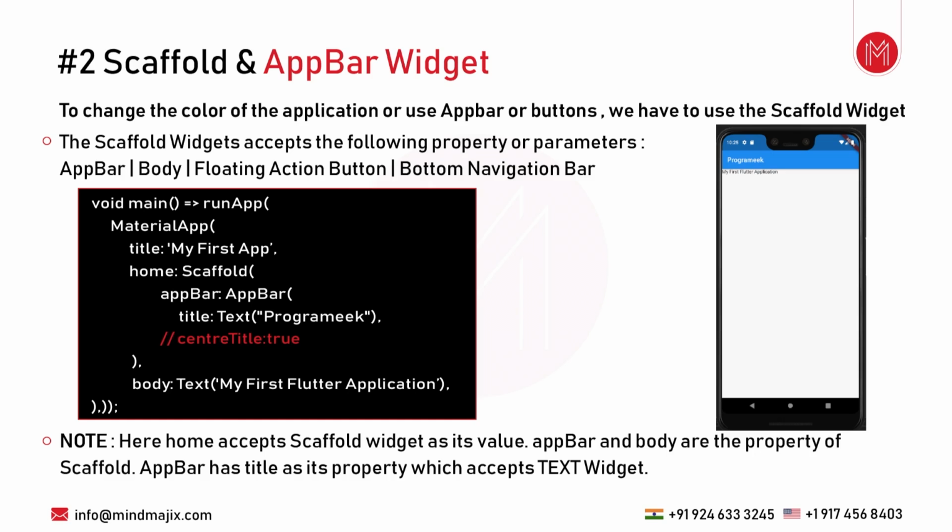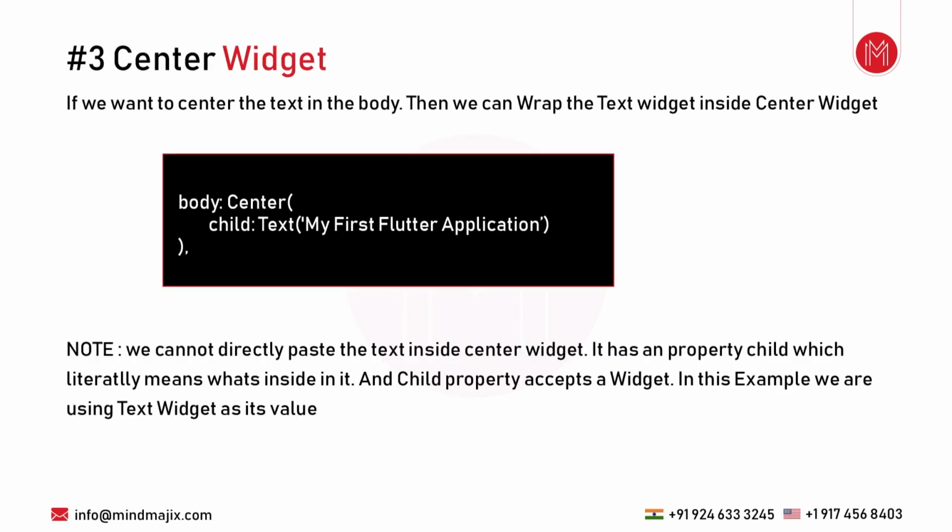The next widget which we will be talking about is the center widget. It's very simple and does what its name says. It centers any widget. So if we want to center the text in the body, then we can wrap the text widget inside a center widget. You can see this my Flutter application is in the very top left side, and if you want it in the center of the body, that is the center of the screen, we just have to wrap it.